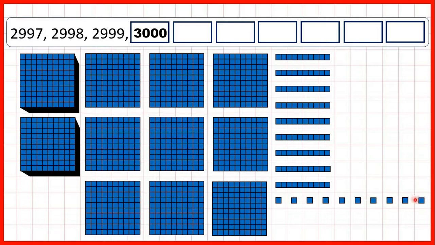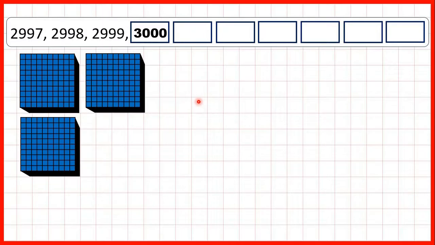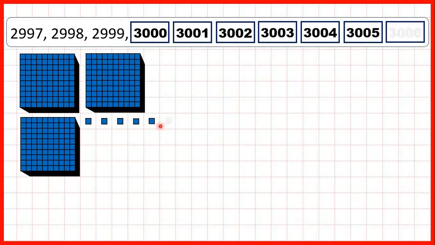That doesn't look like 3000, but remember, because we now have 10 of these ones, we can exchange 10 ones for 1 ten. But now we have 10 tens, so we can exchange those for 1 extra 100, and doing that gives us 10 hundreds, and we can exchange 10 hundreds for 1 more 1000. So that's why one more than 2999 is 3000. And then we can keep on adding ones until we get to 3006.